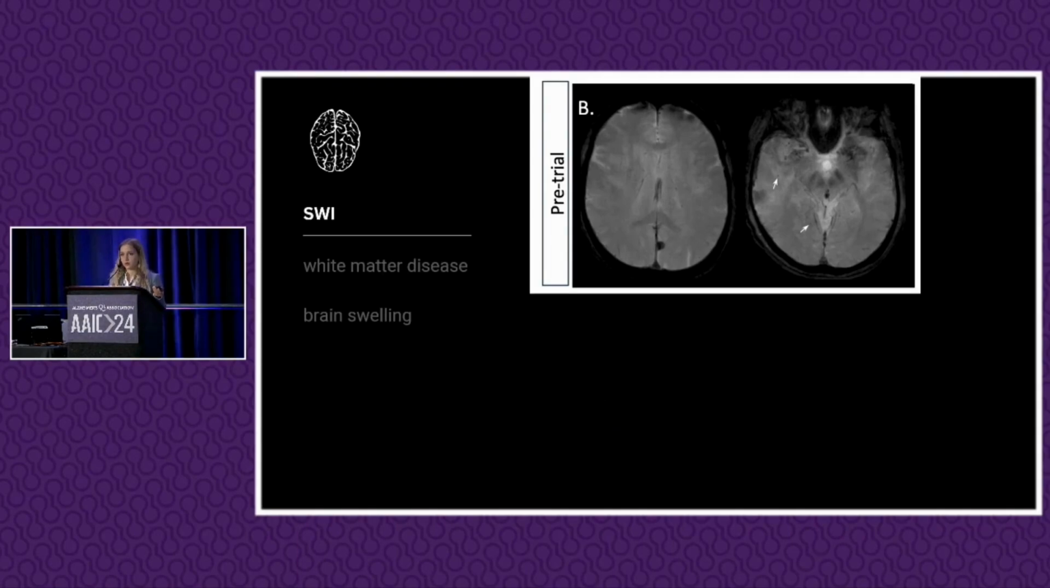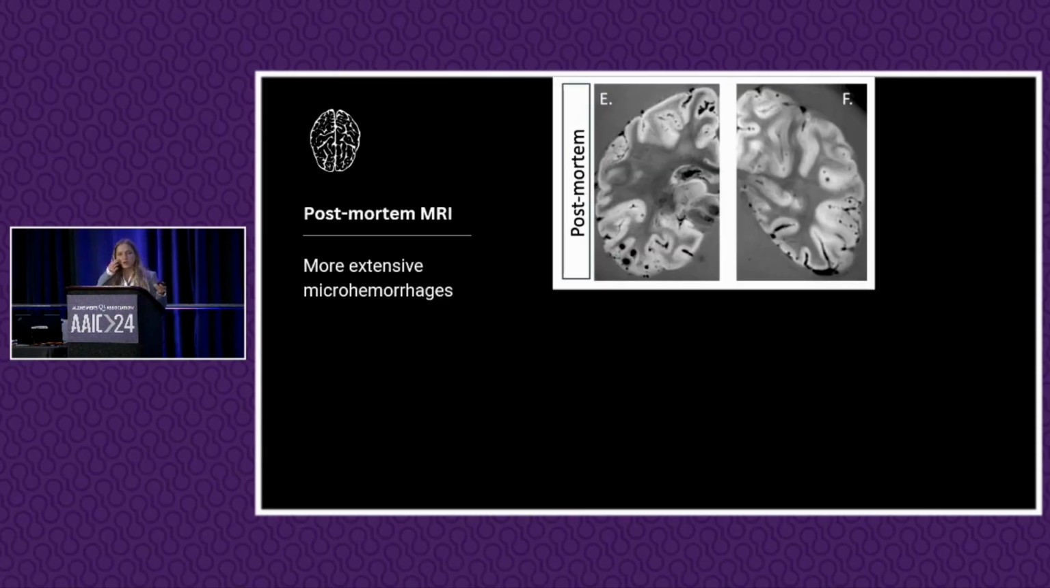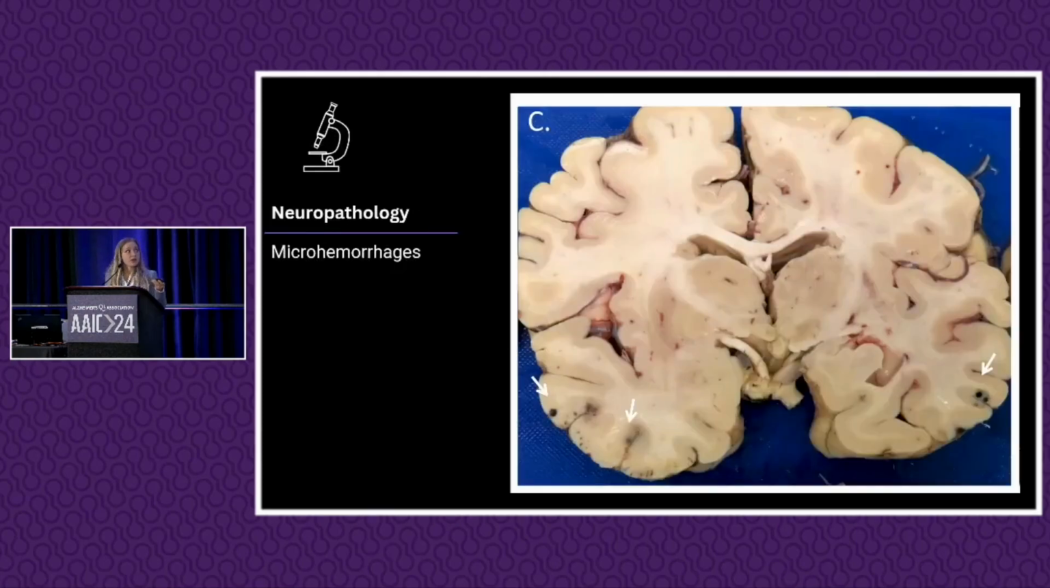So before the trial, there were 4, with 2 shown here. And after the trial, there were over 30, with 8 shown here. In addition to the in vivo MRI, on the postmortem MRI, there were even more microhemorrhages revealed. So that's the neuroimaging, and in neuropathology, we see the microhemorrhages as the black dots, here at arrows.